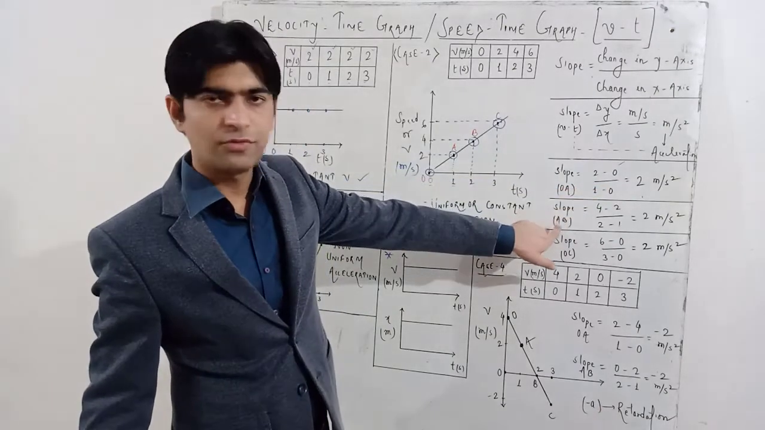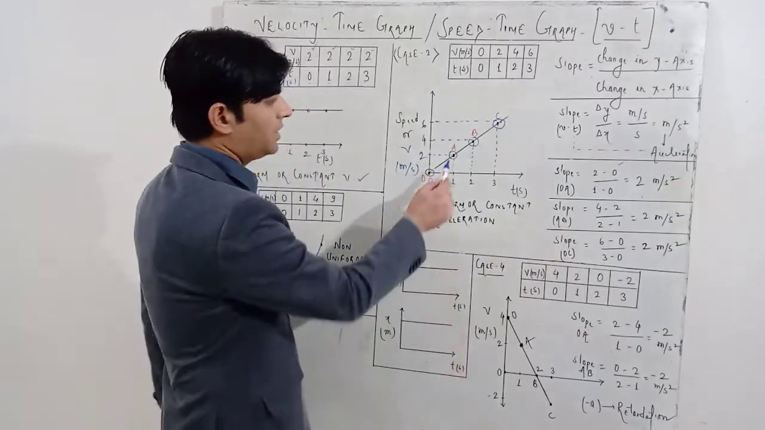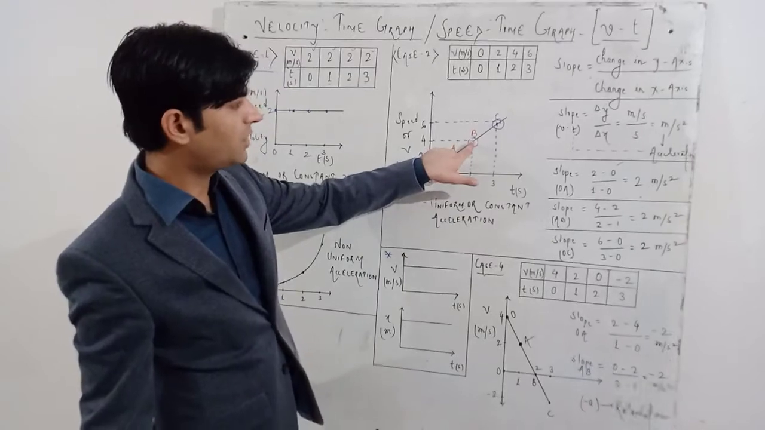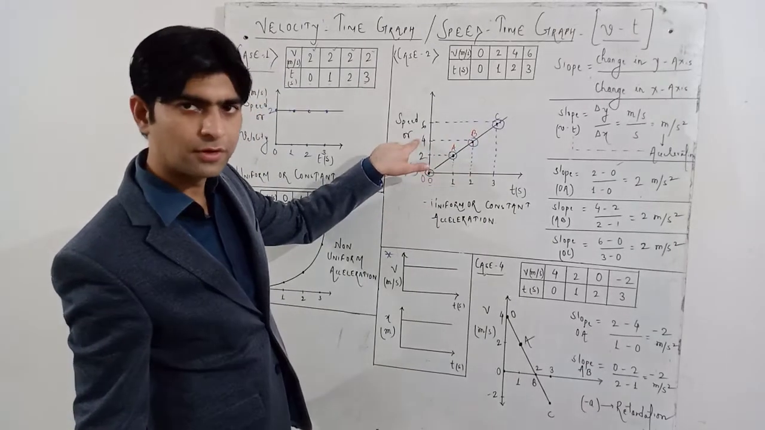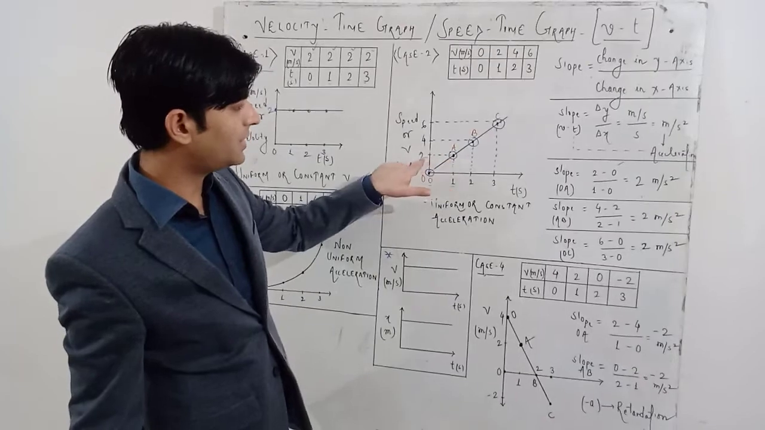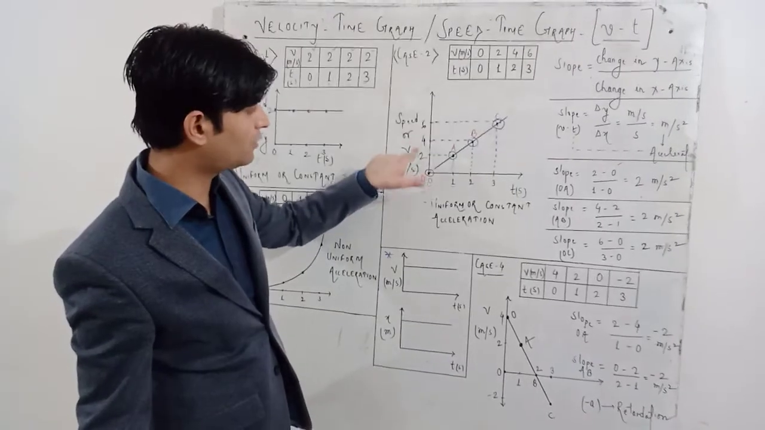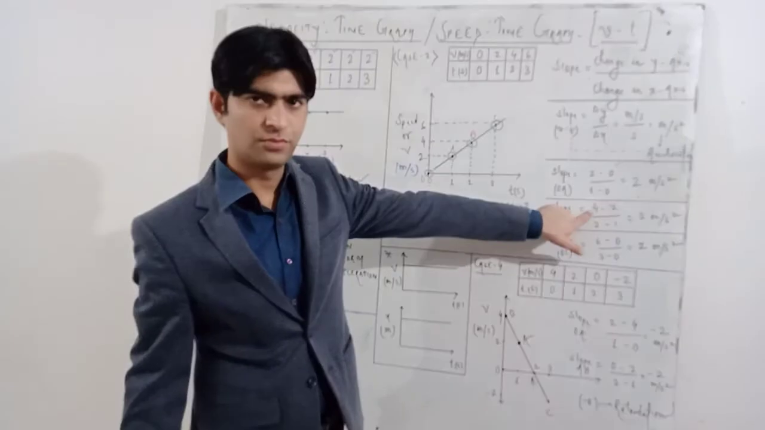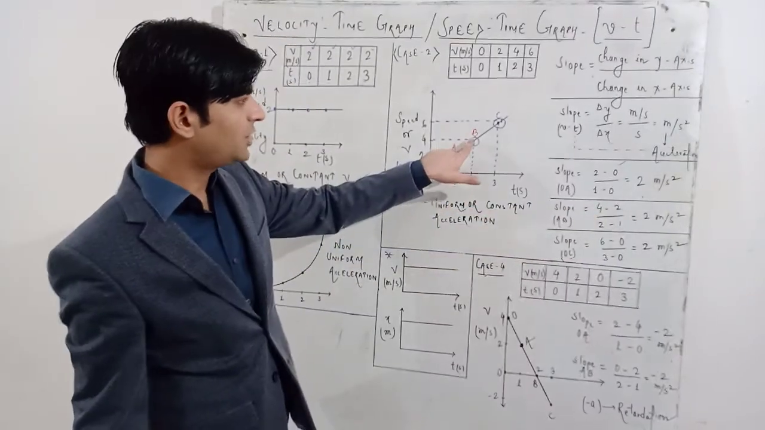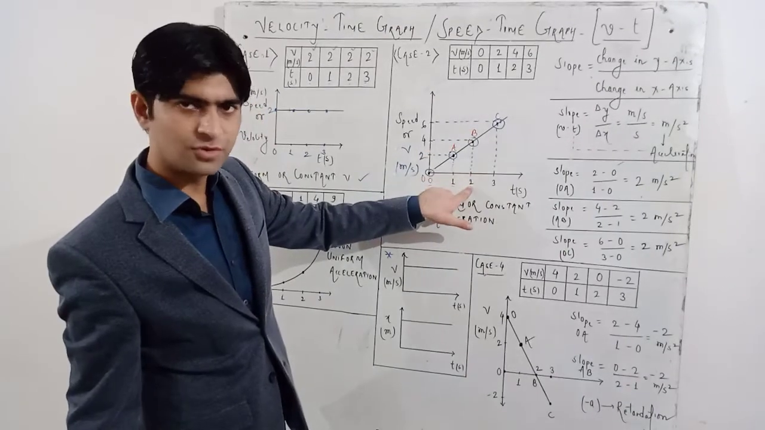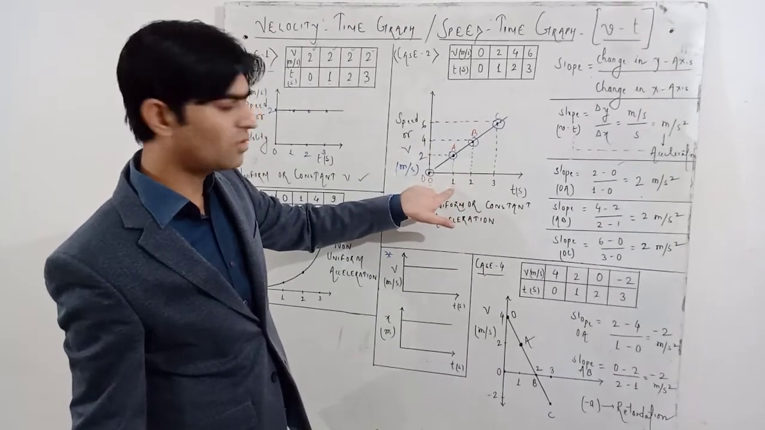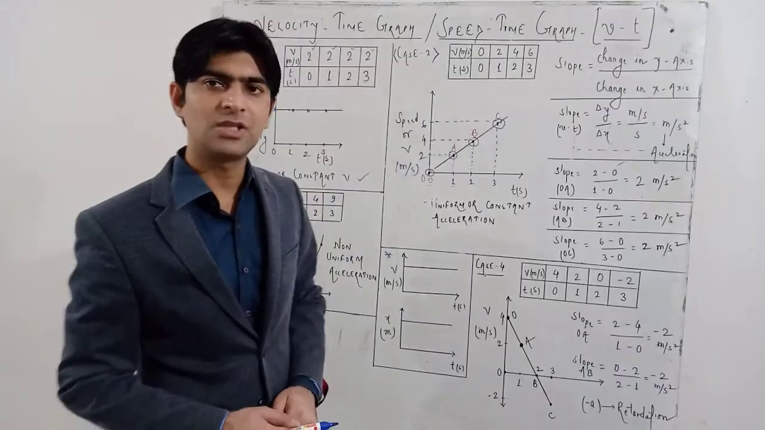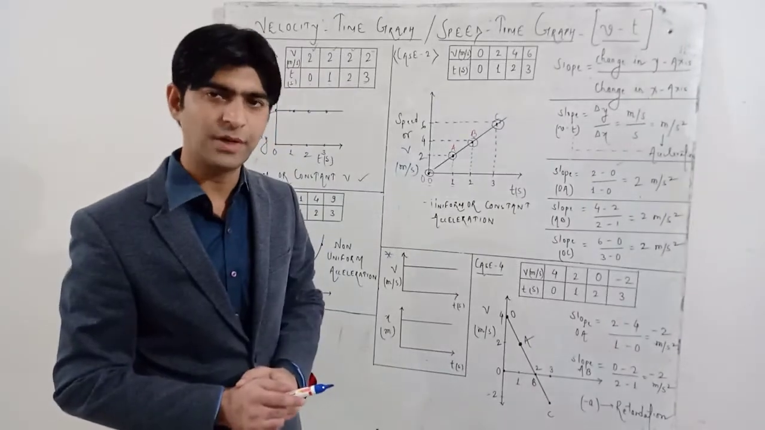Next, calculate the slope for section AB. What is written corresponding to point B on the y-axis? 4. What is corresponding to point A? 2 on the y-axis. So 4 minus 2 is the change on the y-axis. What is written corresponding to point B on the x-axis? 2. What is corresponding to point A? 1. So 2 minus 1. So 4 minus 2 upon 2 minus 1. Again you are getting 2 meter per second square.